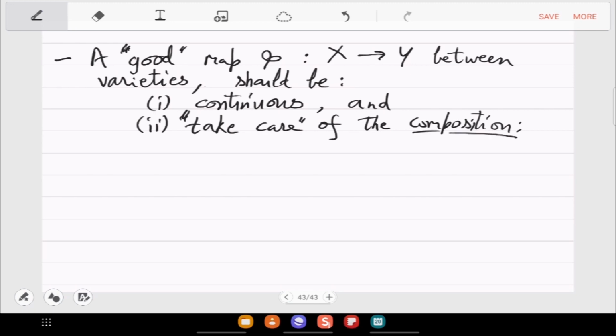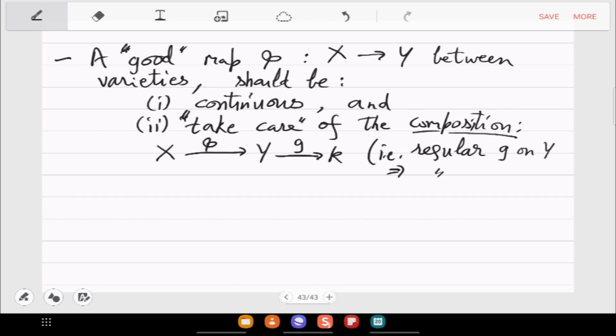Composition, let's say. So see, phi is taking x to y, the points, but if you look at a regular function, say on y, that takes it to k, right? So in other words, there is a path to go from x to the base field k. So what you want is that if g is a regular function, then this composed map should also be a regular function on x. So a regular g on y should give you a regular g composed with phi on x.